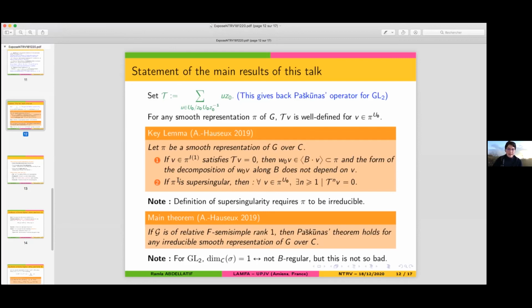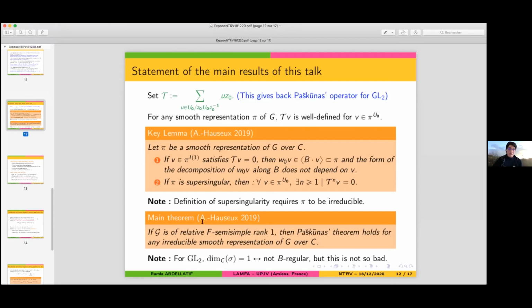And the second thing is that if pi is supersingular, then any U naught-invariant element, so in particular any I1-invariant element, is killed by a power of T. So you really have the same lemma as Paskunas, but without all these technical things about having to distinguish the dimension or whatsoever. So here I just noted that by definition, supersingular representations here are irreducible, okay?